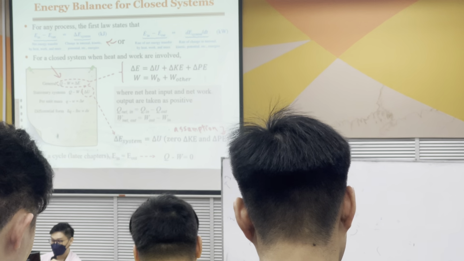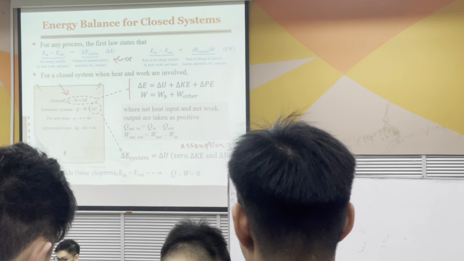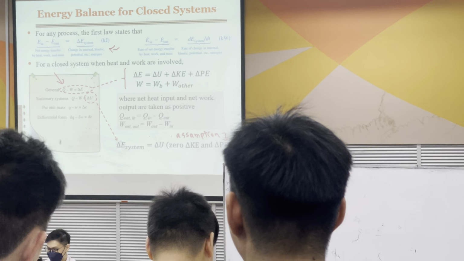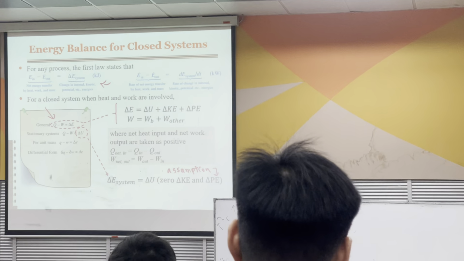Then E in equals E out, then Q minus W equals U. So we assume the overall change in the system doesn't change. Now I'll make a bit of space here. Okay, so that's what he was asking just now.